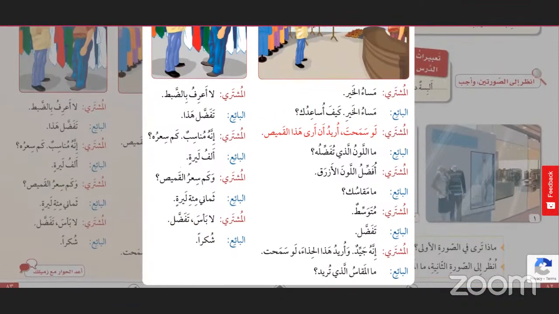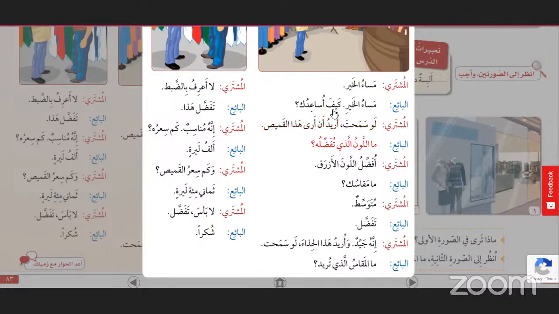Okay, so now we have two things over here. We have al-mushtari. Al-mushtari would mean buyer, and al-ba'i' would mean seller. So mushtari is buyer, ba'i' would be seller. Okay? Mr. Omar, go ahead, please, read. Masa al-khair. Which is? Good evening. Ba'i', who is ba'i'?